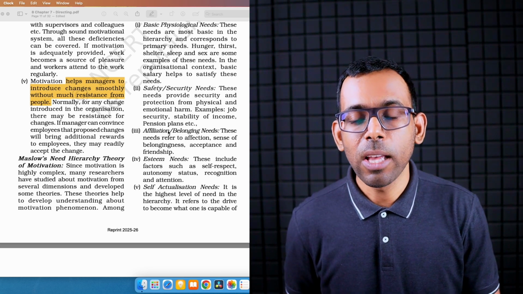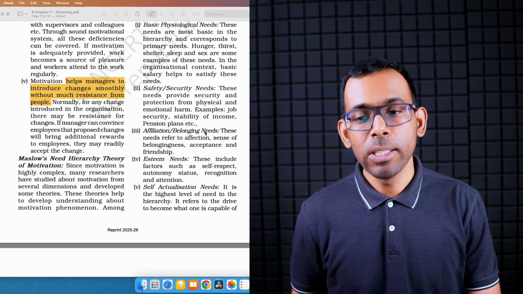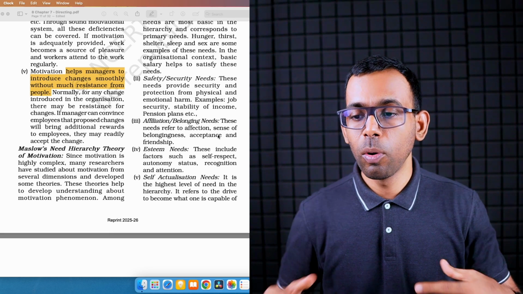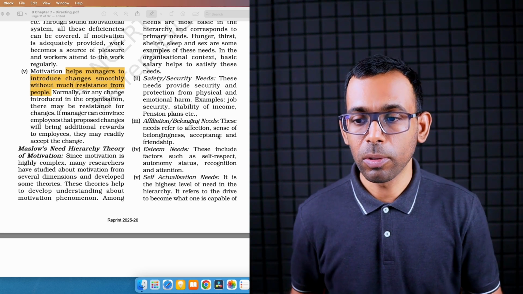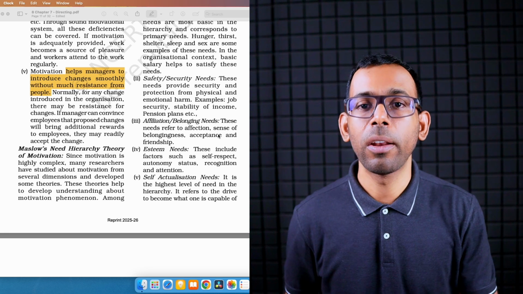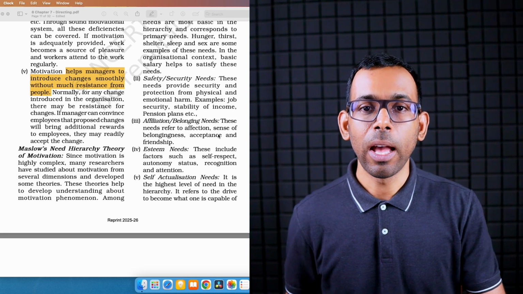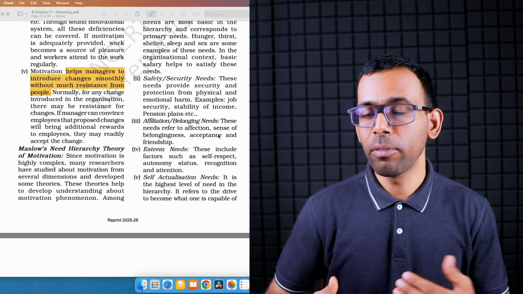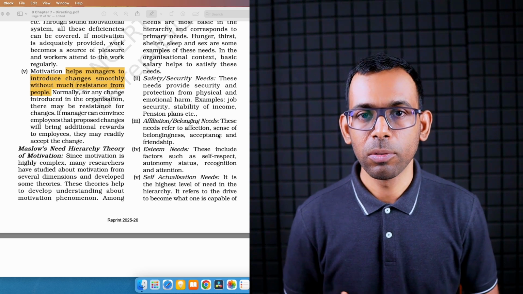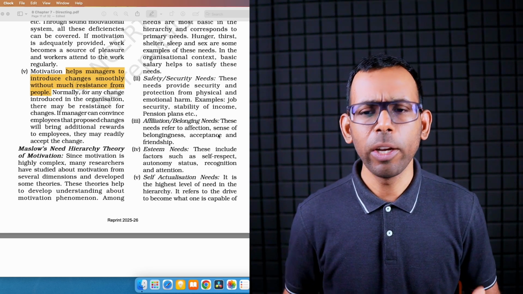The third point is affiliation and belonging needs. So this is where it starts to go out of a human's need. So this is about establishing a tribe, developing a family, having a community. So connecting with each other, being relatable with each other. So not be lonely. This is quite obvious, isn't it?